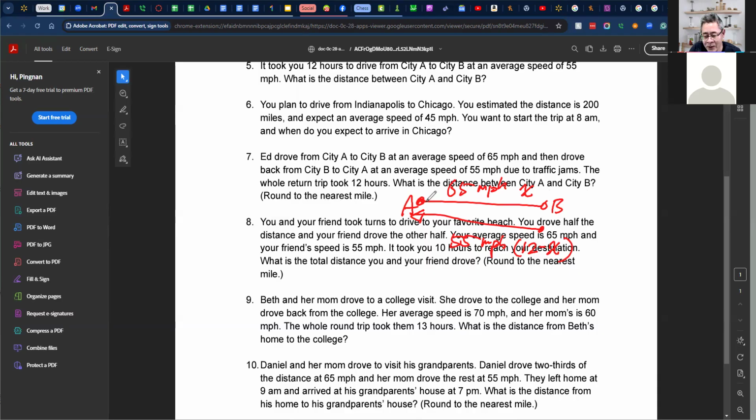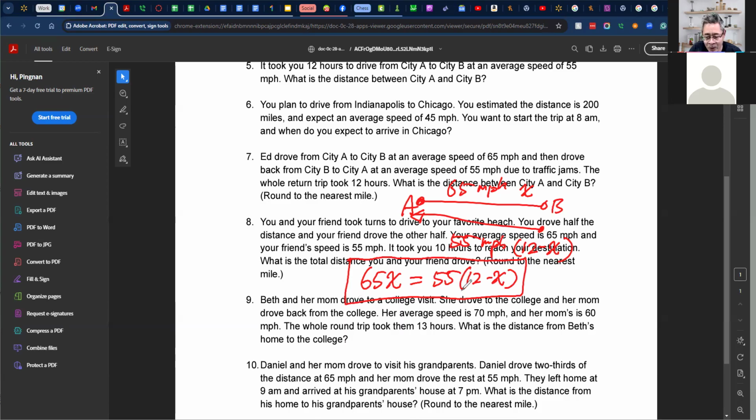So therefore, we can see that from A to B is 65 times x. Now from B to A is 55 times (12 minus x), but they are equal. So A to B is the same as B to A. Now we set up this equation. Okay, are we good on here? Yeah. Mia, are we good at setting up this equation? Okay, all right.